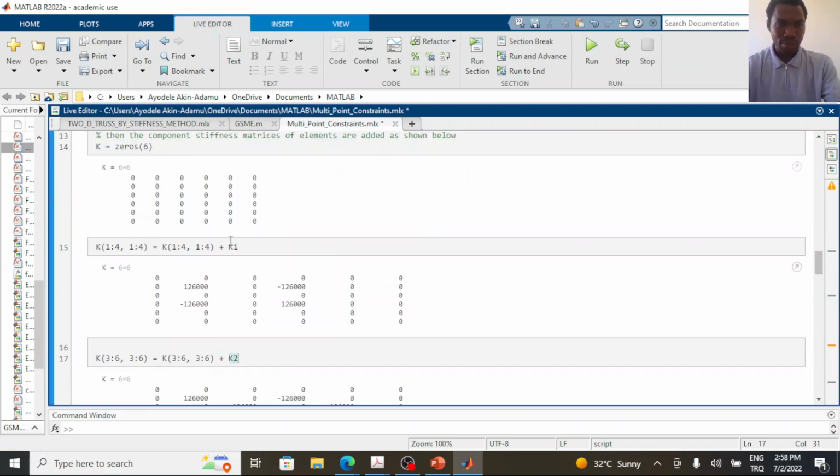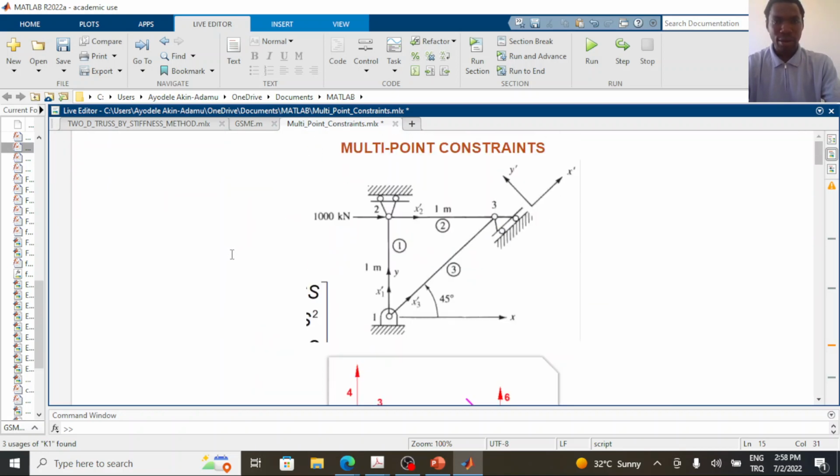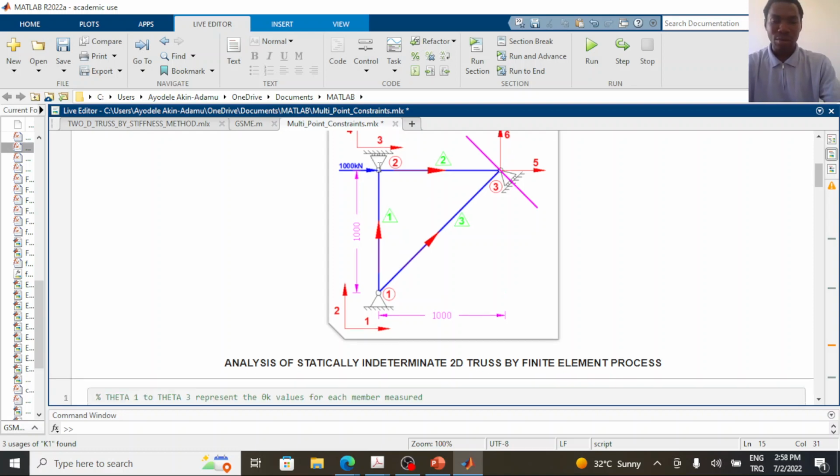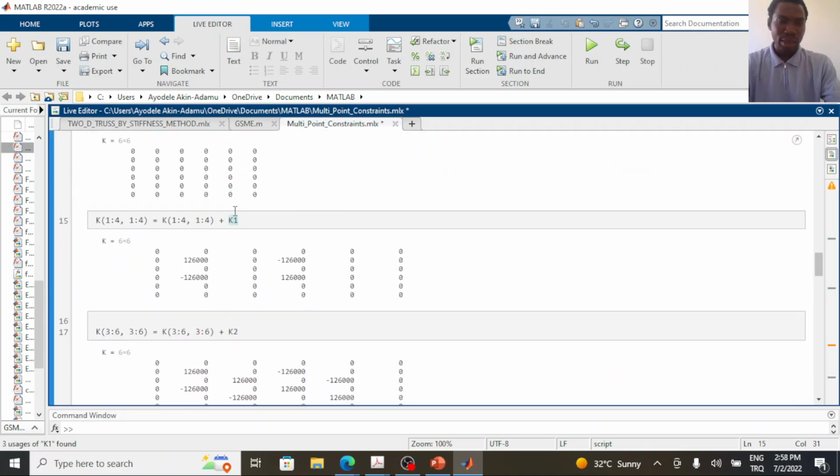Our 6 by 6 zero matrix is created with this line of code. This code adds the K1 matrix to the zero matrix. Element 1 is located between node 1 and 2, and node 1 and 2 have 4 degrees of freedom, that is 1, 2, 3, 4. So that's why in this line of code we have 1:4 here. This 1:4 actually means 1 to 4. What we write here, we also write on the right hand side plus K1. So this is how you add K1 to the global stiffness matrix.